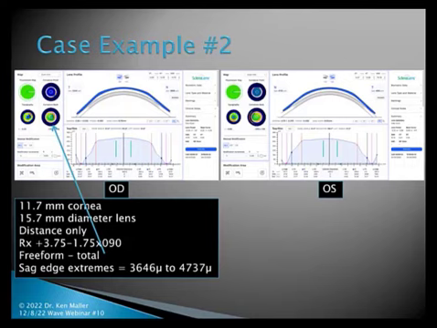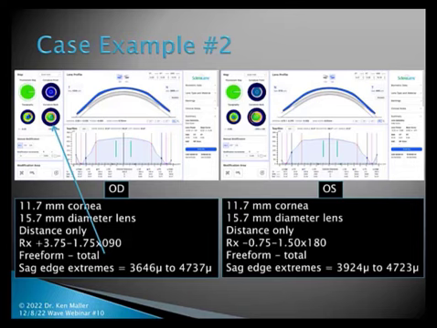On the left eye, once again, an 11.7 millimeter cornea, so a 15.7 millimeter lens, distance only. There's the RX. Once again, it's a totally free-form design. And sagittal depth extremes on this is just a little bit less than the other, about a 3/4 of a millimeter difference all the way around this particular eye.